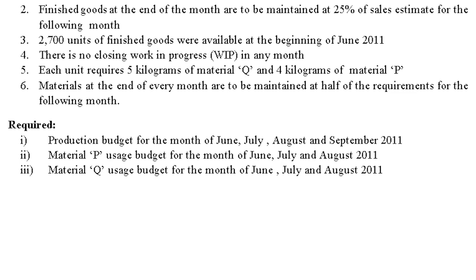Required, Roman 1, production budget for the month of June, July, August, and September 2011. Roman 2, material P, purchases budget for the month of June, July, and August. Roman 3, material Q, purchases budget for the month of June, July, and August 2011. End of question.